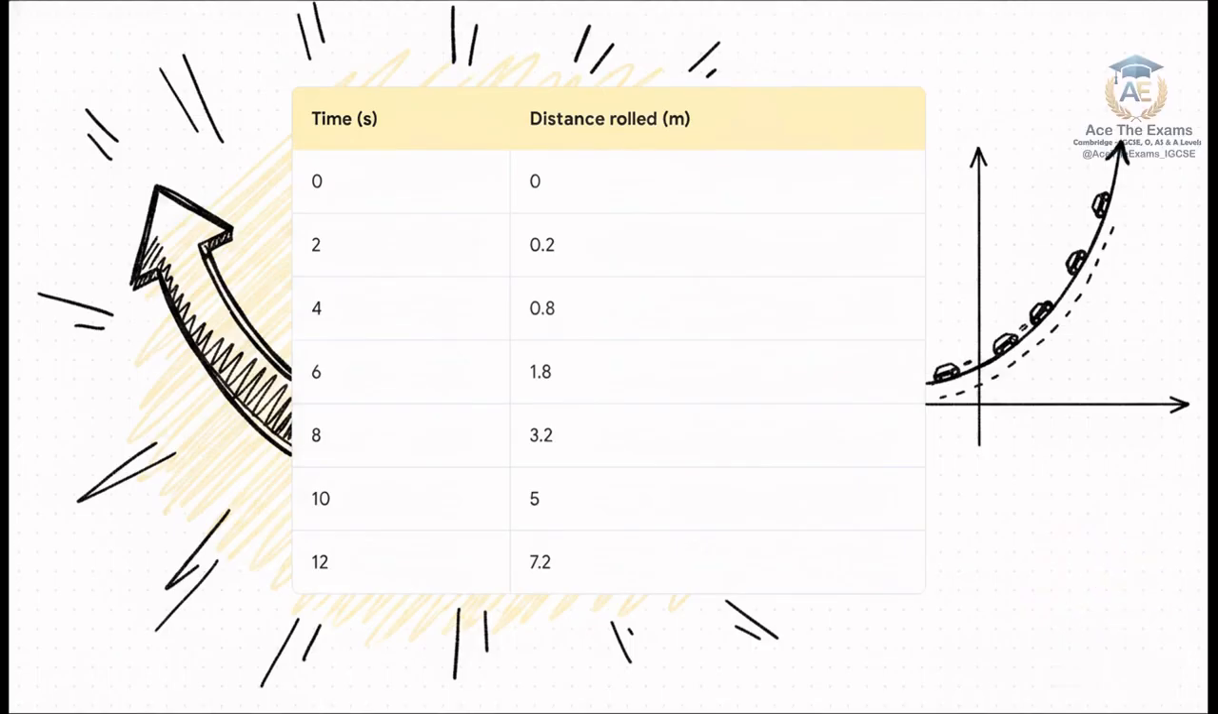Looking at the raw data here, it tells a really compelling story of acceleration. In the very first 2 seconds, the car rolls just 0.2 meters, but in the next 2 seconds, it rolls another 0.6 meters to hit 0.8. By the 12th second, it has covered 7.2 meters. The distance is increasing at a nonlinear rate. It's actively speeding up. If we were to plot this, time against distance, we wouldn't just get a boring straight line, we'd get a curve sweeping upwards.